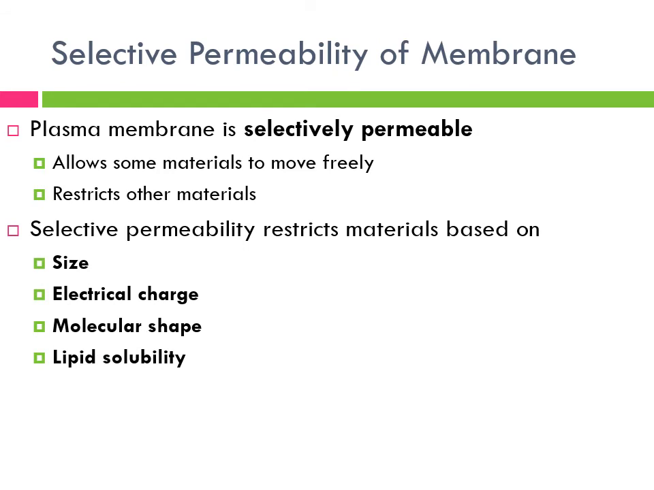Permeability is selective, and it can restrict materials based on their size. So are they too big to fit through a channel? Based on their electrical charge. We have an electrical charge within our cell across our plasma membrane, and so like charges are going to repel one another, opposite charges are going to attract. The shape of the molecule and lipid solubility. So if it is fat soluble, it can diffuse through the plasma membrane. If it is water soluble, it cannot.